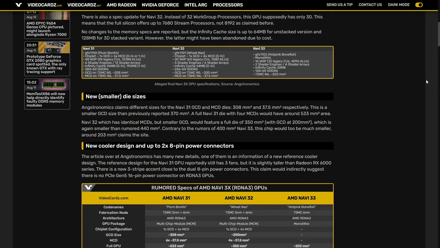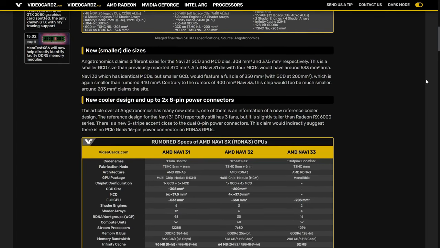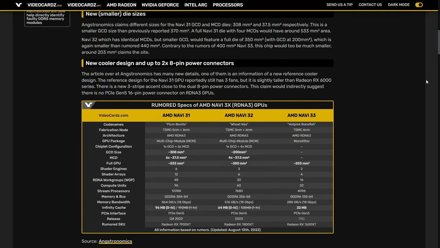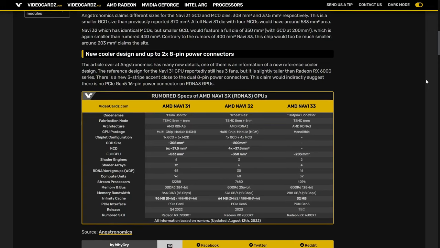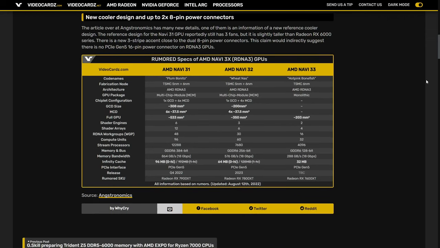And then we have the new cooler design and up to 2x 8-pin connectors. The article over at Angstronomics, which you should check out, has quite surprising and interesting details. One was the cooler design. Navi 31 still has a 3-fan design, but it's slightly taller than the RX 6000 series, and has a new 3-strap accent close to the 8-pin power connector. This claim would indirectly suggest that there are no PCIe Gen 5 16-pin power connectors on the RDNA 3 GPUs. So AMD seems to be staying with the existing power connectors, because it is probably going to win in power efficiency, performance and production cost as well, if you look at the latest rumors.